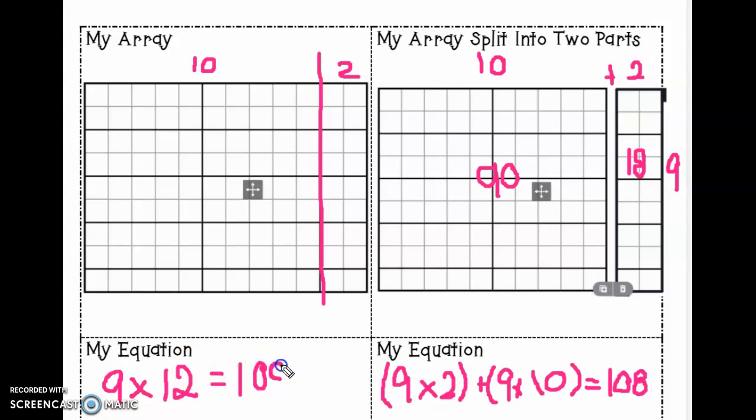So this is how you can break up the area of a square or rectangle to calculate it a lot quicker and more efficiently.